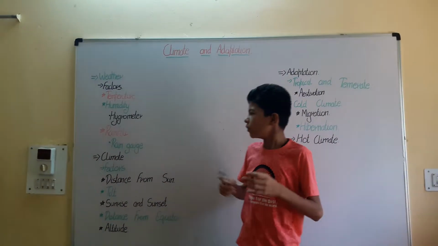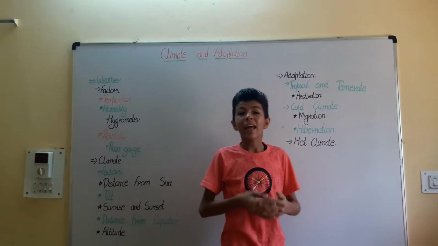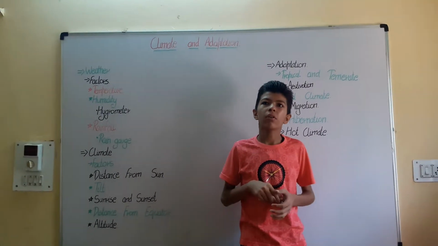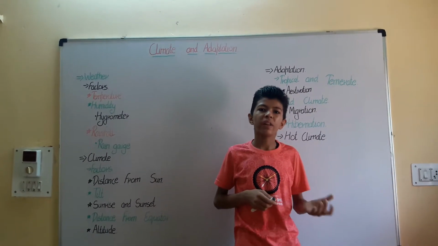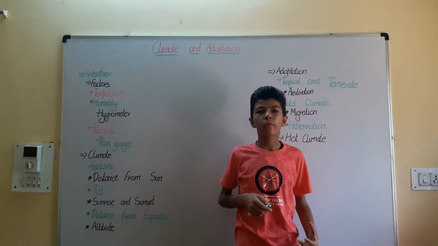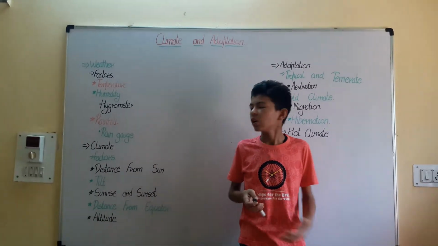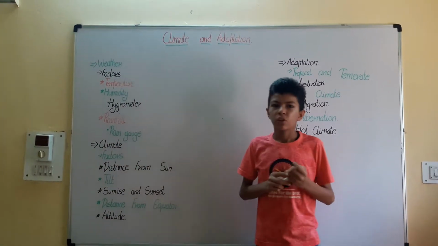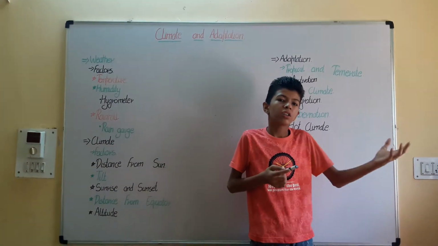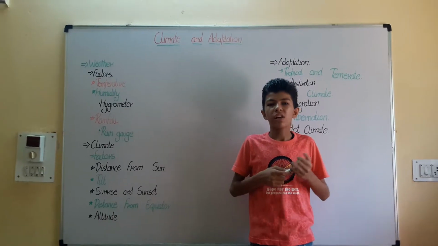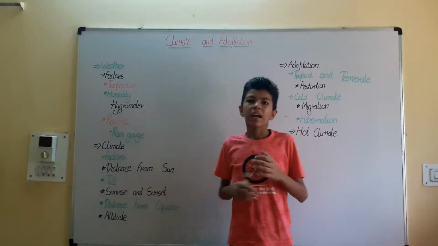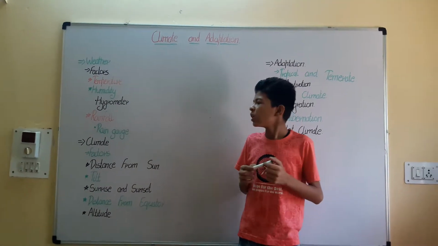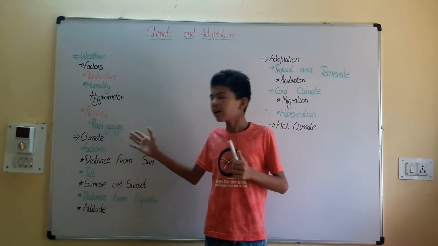Just like in Jammu and Kashmir, there is always cold weather. What is the weather of today? Cold weather. What will be the weather of tomorrow? Cold weather. So we use a term called climate. What is the climate of Jammu and Kashmir? It is cold. What is the climate of Rajasthan? It is dry and hot. So these are the climates.